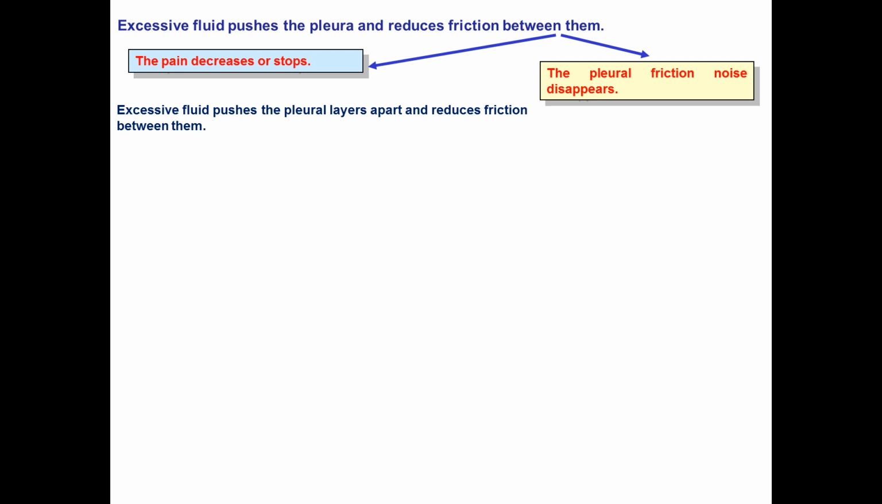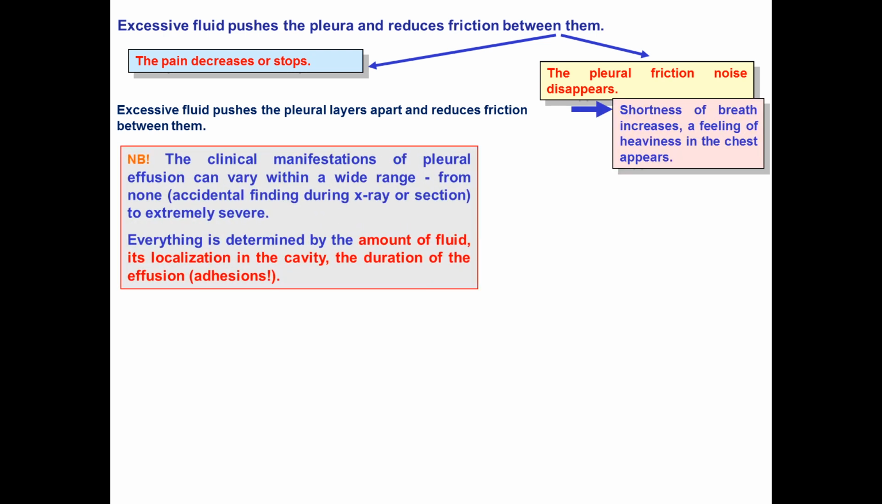Pleural friction noise disappears. Excessive fluid pushes the pleural layers apart and reduces friction between them, but another symptom appears: shortness of breath increases, and a feeling of heaviness in the chest appears. The clinical manifestation of pleural effusion can vary within a wide range, from none, an accidental finding during X-ray or section, to extremely severe. Everything is determined by the amount of fluid, its localization in the cavity, the duration of the effusion or adhesion.